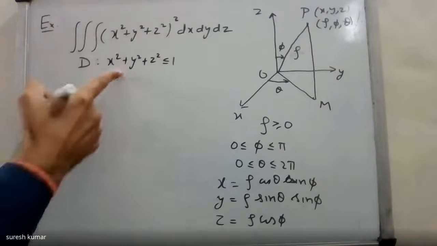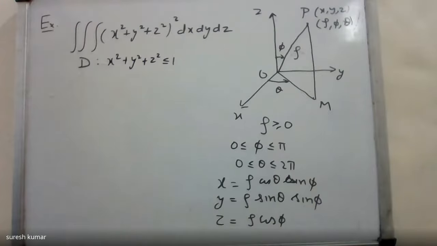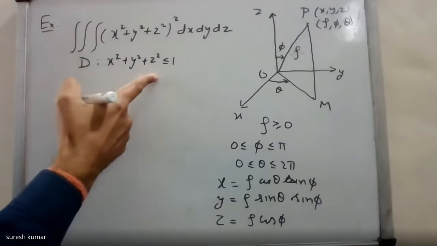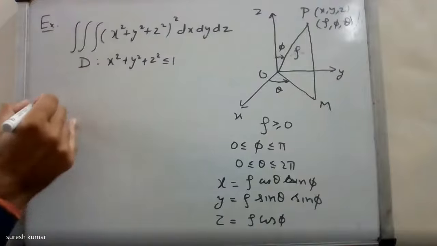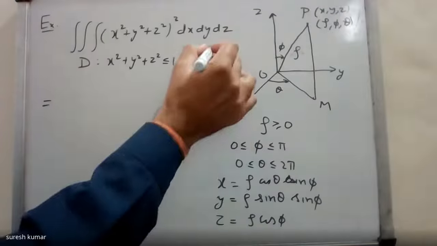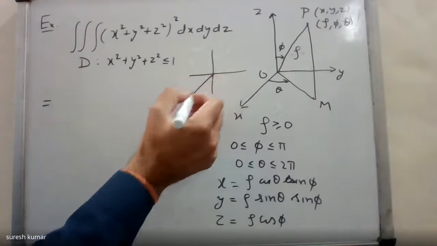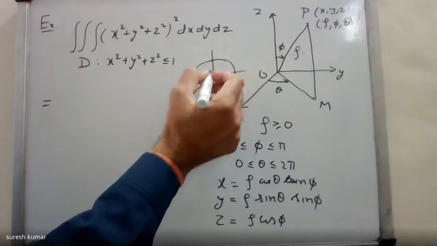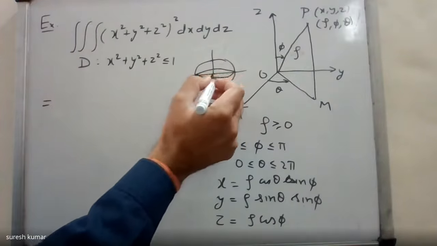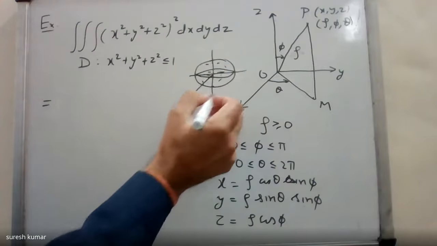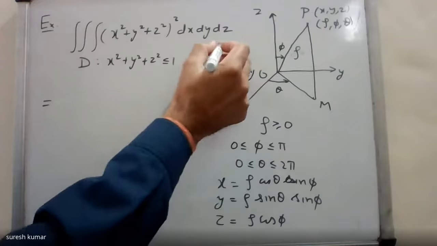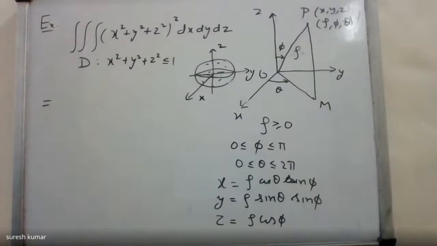Do you understand this region? It is the unit spherical region. The 3D region bounded by the unit sphere x square plus y square plus z square equal to 1. To solve this, you understand this? Unit sphere centered at origin, radius 1. So this is all the 3D region. This is the region D that is given to you.